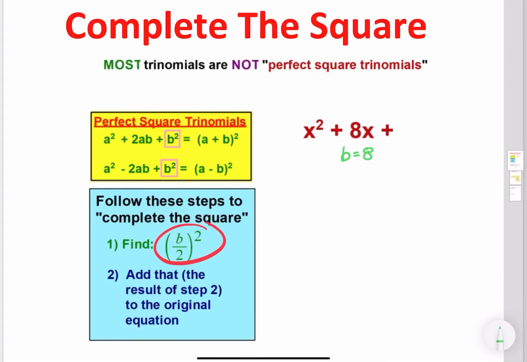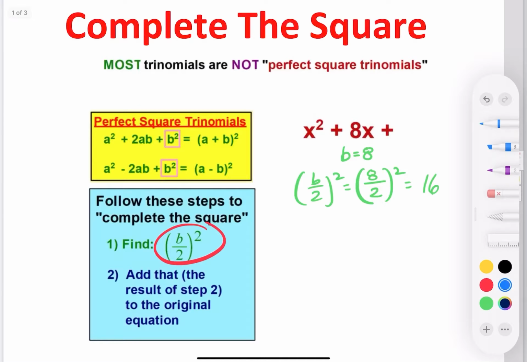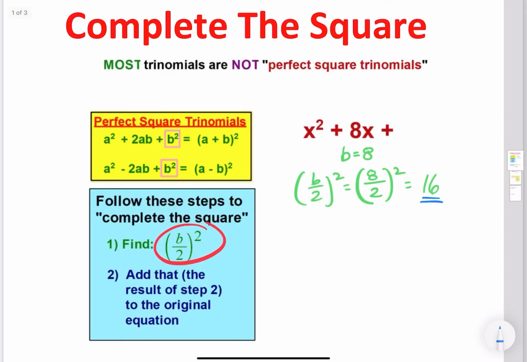So if I substitute that 8 into that formula, b over 2 squared, that just means 8 over 2 squared. Well, 8 divided by 2 is 4, and 4 squared is 16. Now what that means is that if I place that 16 right over here for c, that is going to give you a perfect square trinomial.